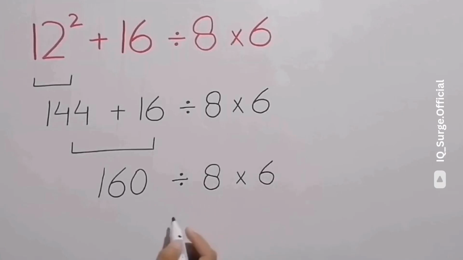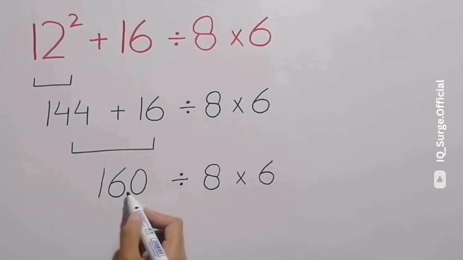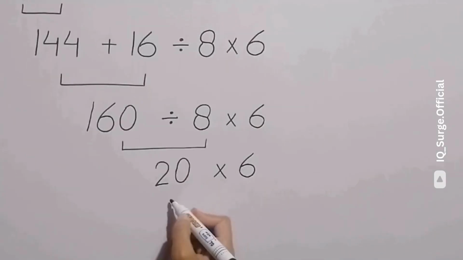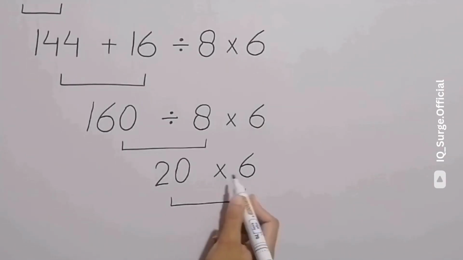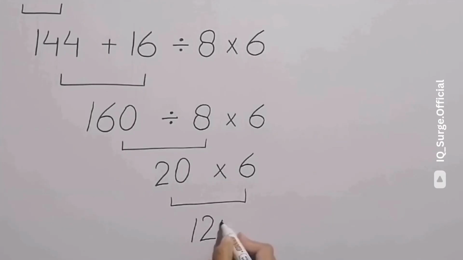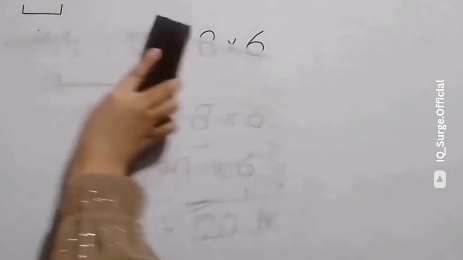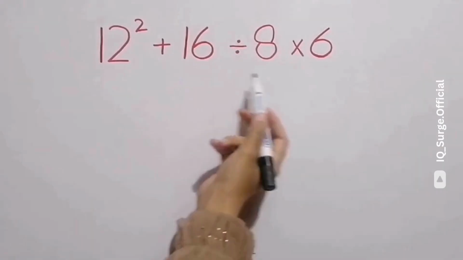Then they proceed by doing the division between 160 and 8, which gives them 20 times 6. And finally they multiply 20 times 6, which ends up with the answer 120. But that's definitely wrong. Now let me show you how to solve this expression properly.